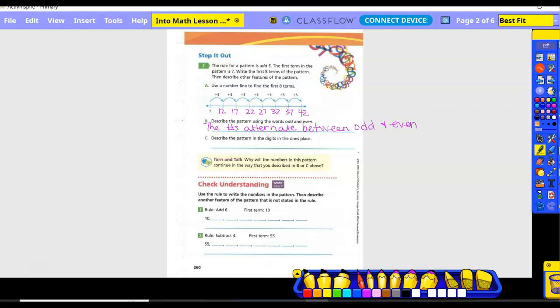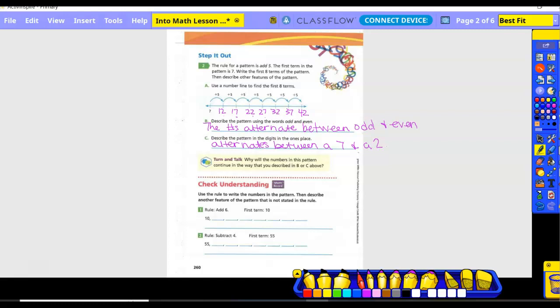Describe the pattern in the digits in the ones place. So what happens each time? So we add 5 and it goes between a 7 then a 2. So the ones spot would be here, here, here, here, right? So it alternates between a 7 and a 2, right? So 7, 2, 7, 2, right? Okay. Is that because we're adding 10 essentially? 5 plus 5 is 10.